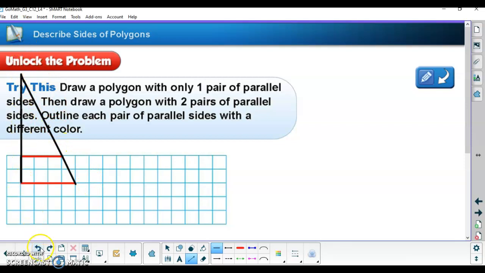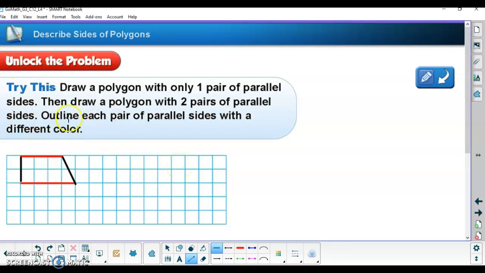So if we look at this shape, let me go back to where I was. Okay, this has only one set of parallel lines. So that was the first thing we had to do, one pair of parallel sides. So this has one set where there's always 2 squares in between them. If I continued this line on, there would still only be 2 squares in between them. But this side has different amounts in between them. So they are not parallel.